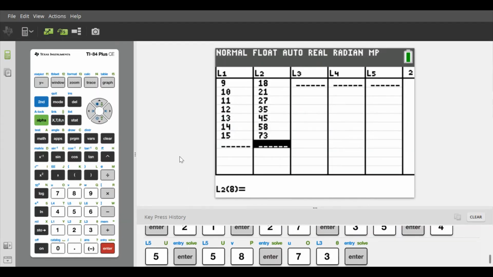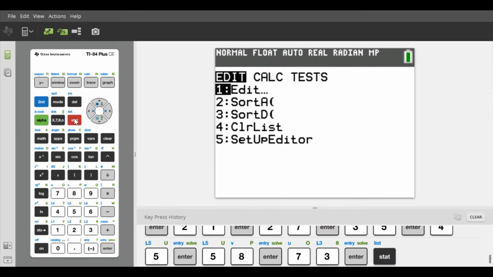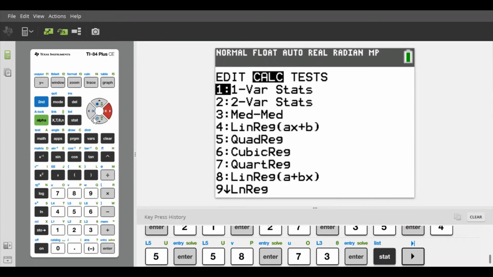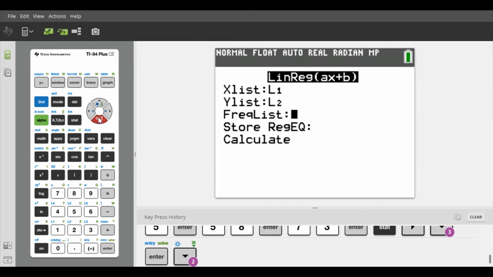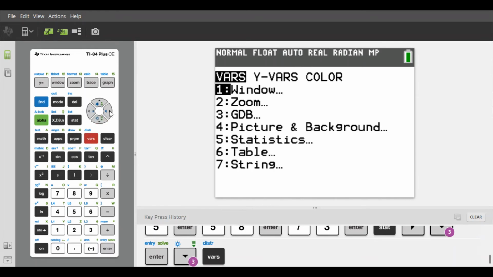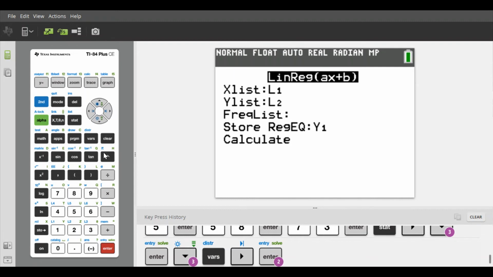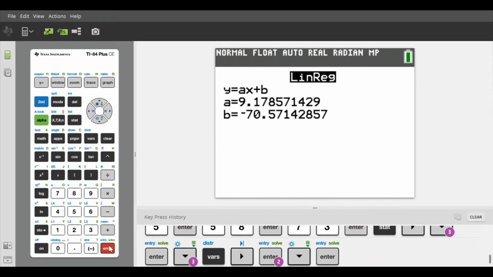Alright, class, I have my list typed in here, my L1 and my L2, lines up with our stuff. I'm going to go ahead and find the best fit line for it. So we're going to go to linear regression. We're going to store it in our Y1. Good to go there. Hit calculate. It's going to calculate it for us. We'll go back and we'll write this down when we get back to the lecture notes. Y equals 9.18x plus, well, actually a negative 70.57 approximately.